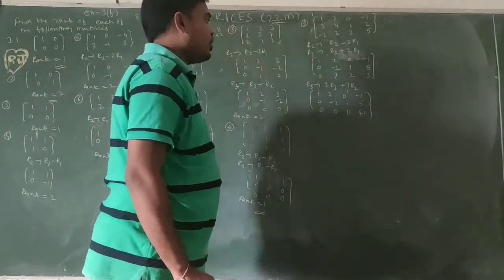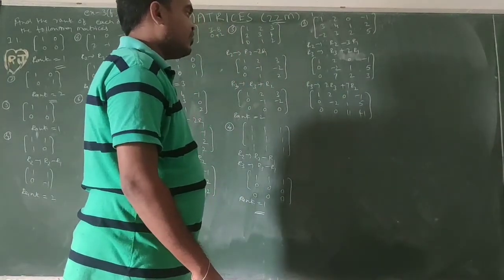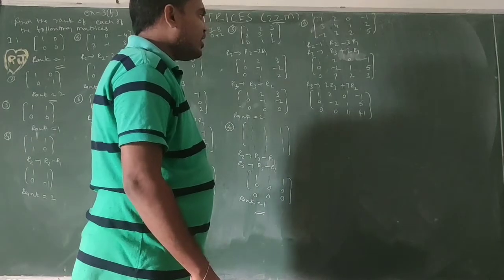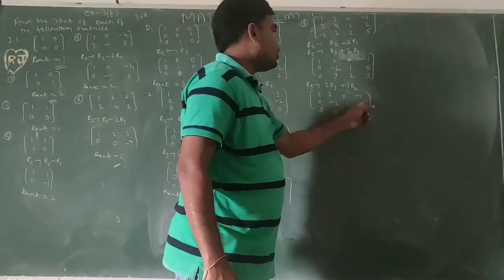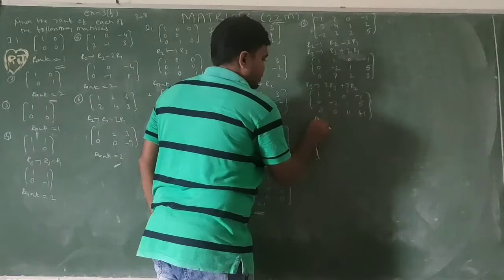Now it is in the echelon form, upper triangle matrix form. So if we are observing number of non-zero rows 1 2 3, rank equal to 3.